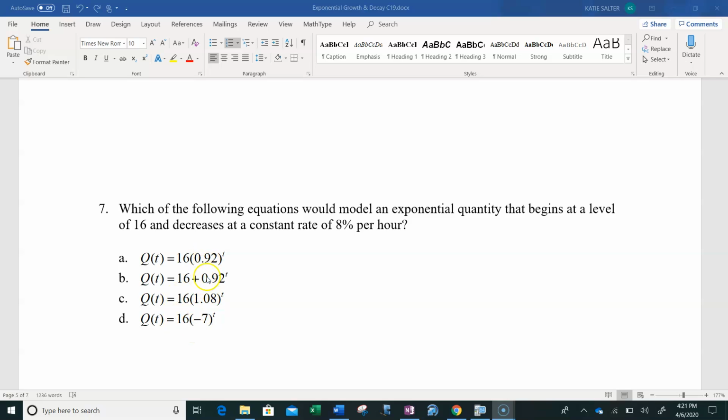So we're down to the top two, A and B. They both have the correct multiplier, 0.92. If you say 100% minus 8%, what remains is 92%, so the multiplier would be 0.92. However, A would be the correct answer because it is in the correct form. B is incorrect. We do not add 16 to the multiplier raised to the power.